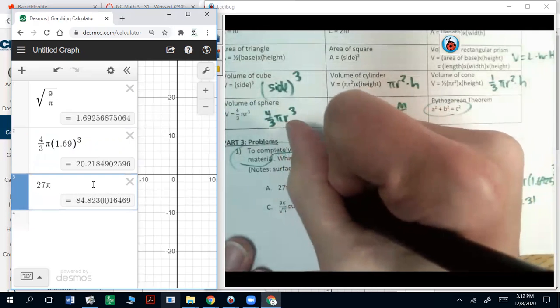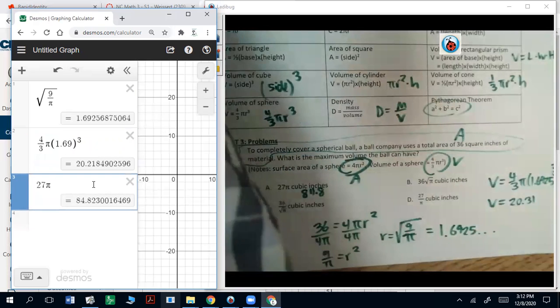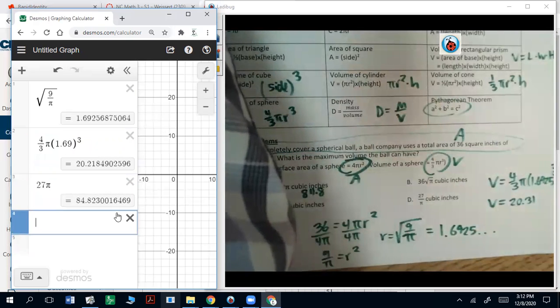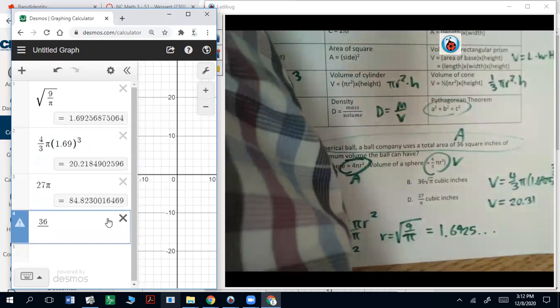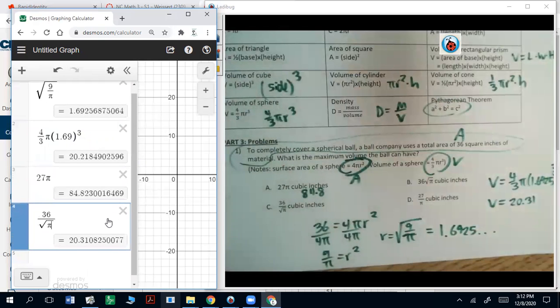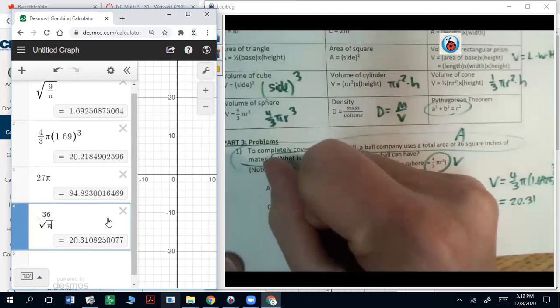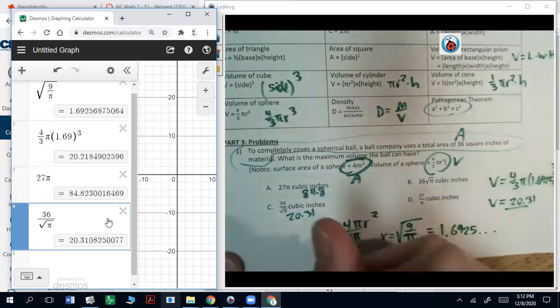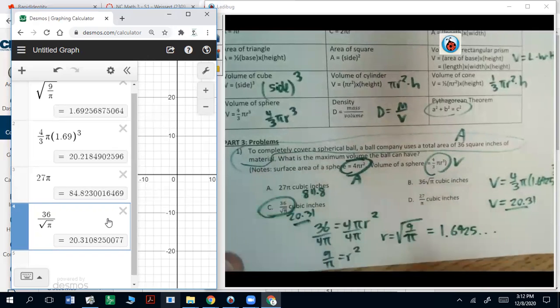That's 84.8. 36 divided by the square root of pi. That's the same thing, right? So 36 divided by the square root of pi will be your answer.